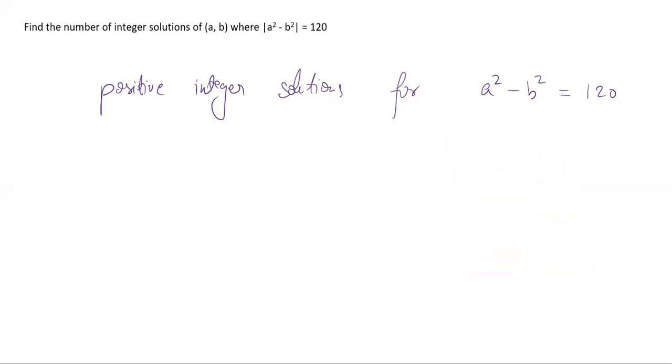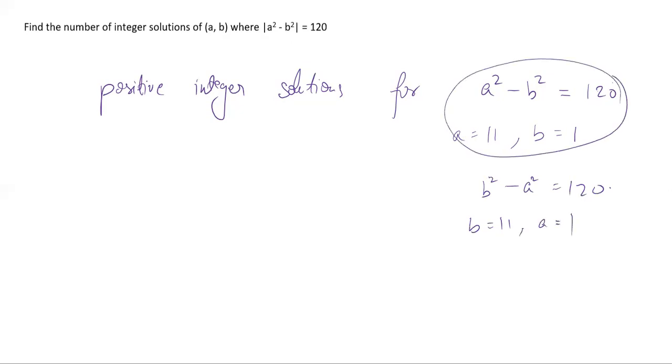The other thing should be pretty obvious. If I have a certain number of solutions for a square minus b square equal to 120, I will have the same number of solutions for b square minus a square equal to 120. I can take the same example. If I consider a square minus b square equal to 120, a equal to 11 and b equal to 1 is a solution. Similarly, if I consider b square minus a square equal to 120, b equal to 11 and a equal to 1 will be a solution. So for each solution here, there will be one solution here. Both will have an equal number of solutions. This is the point that I wanted to make earlier.